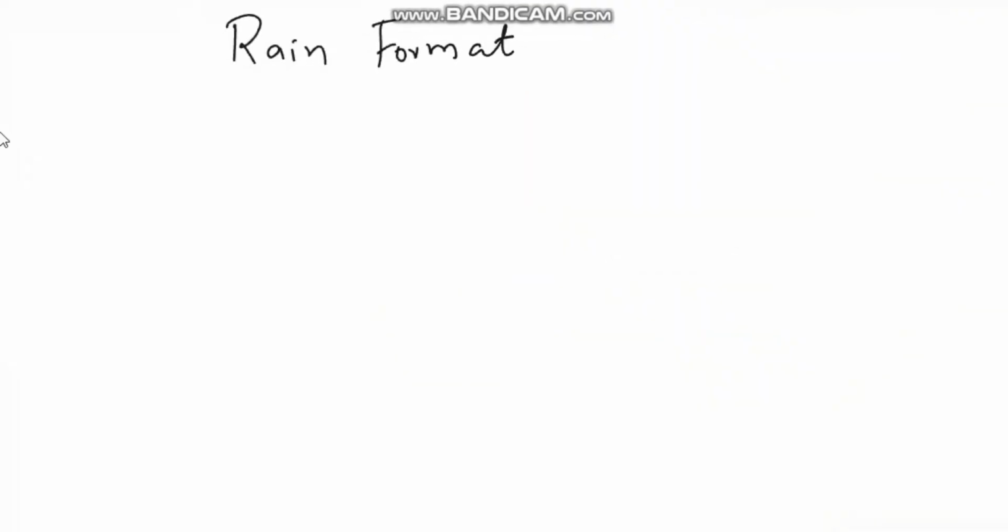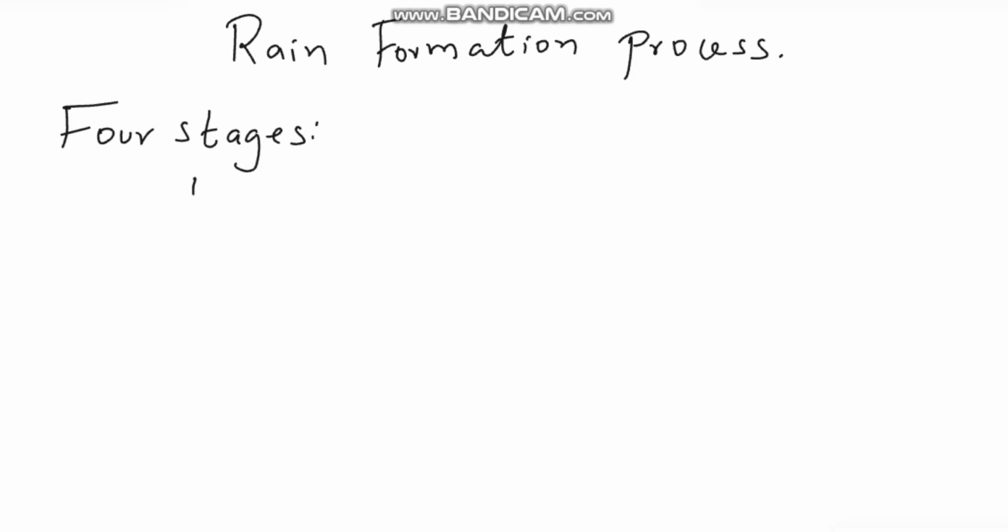In this video, I am going to discuss the process of rain formation. Basically, rain takes 4 stages to be formed. Remember, rainfall is just one of the forms of precipitation.